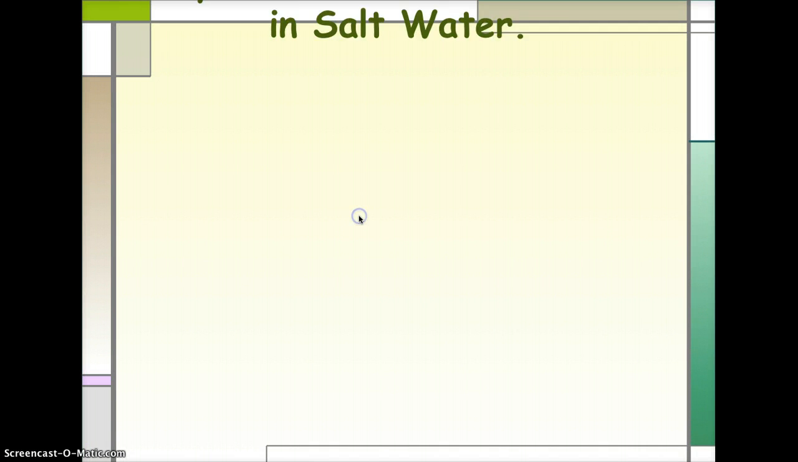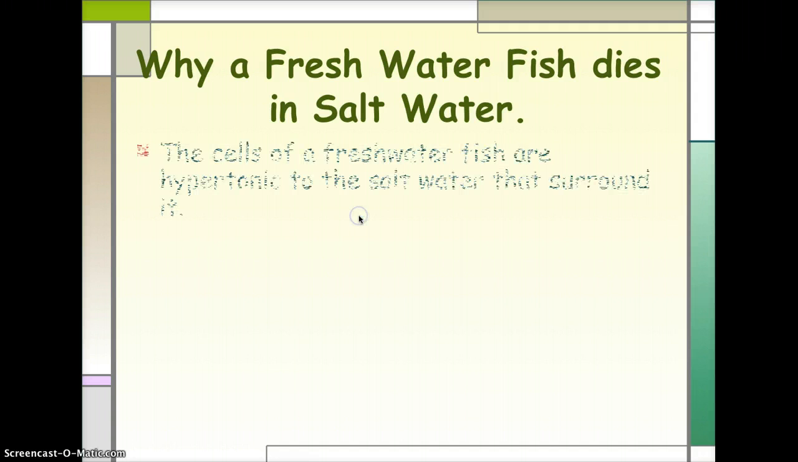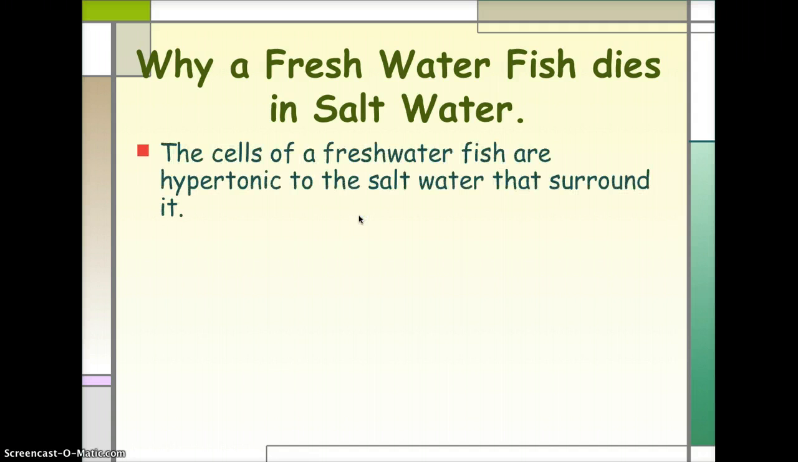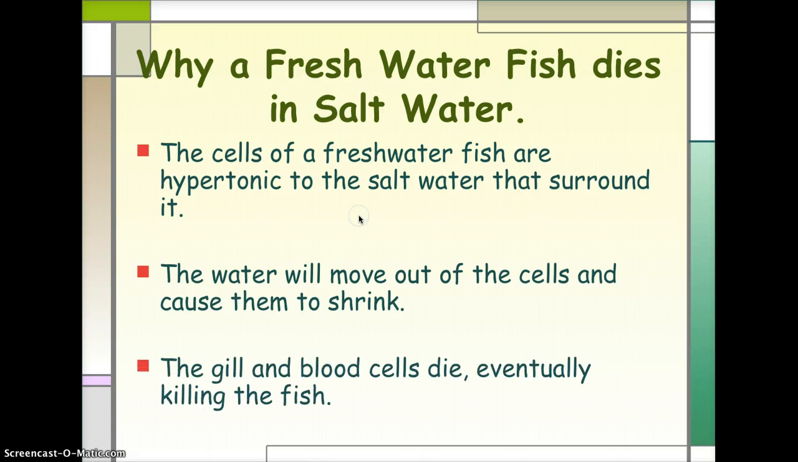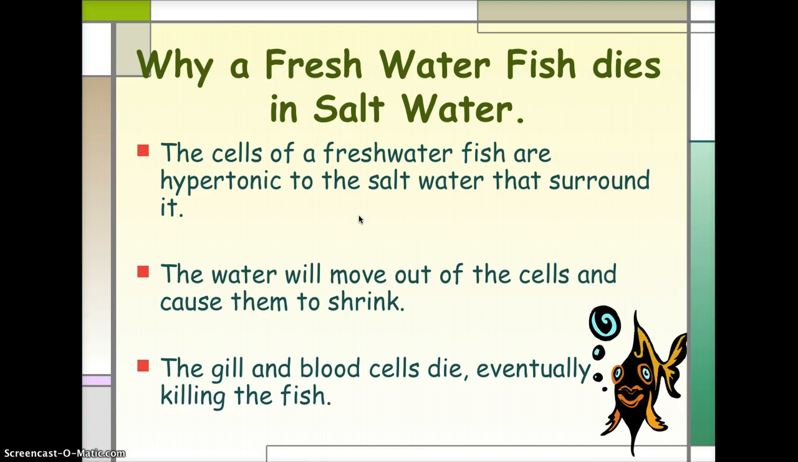Now, if I put a freshwater fish into saltwater, a similar but opposite phenomenon will occur. The cells of the freshwater fish are hypertonic to the saltwater. And so the water moves out of the cells, causes them to shrink, and the gill and blood cells die, eventually killing the fish.